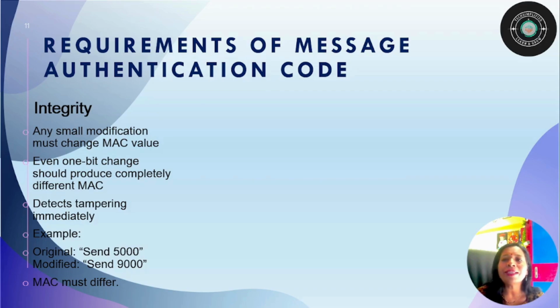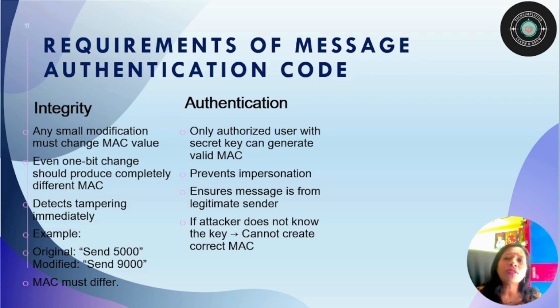Now let's discuss the requirements of a message authentication code. The first requirement is integrity. Integrity means a small modification must change the MAC value. Even a 1-bit change should produce a completely different MAC, and in this way we can detect tampering in the message immediately. The second important requirement is authentication, meaning only an authorized user with the secret key can generate the valid MAC. It prevents impersonation, and it ensures the messages come from the legitimate sender. If an attacker does not know the key, he or she cannot create the correct MAC.